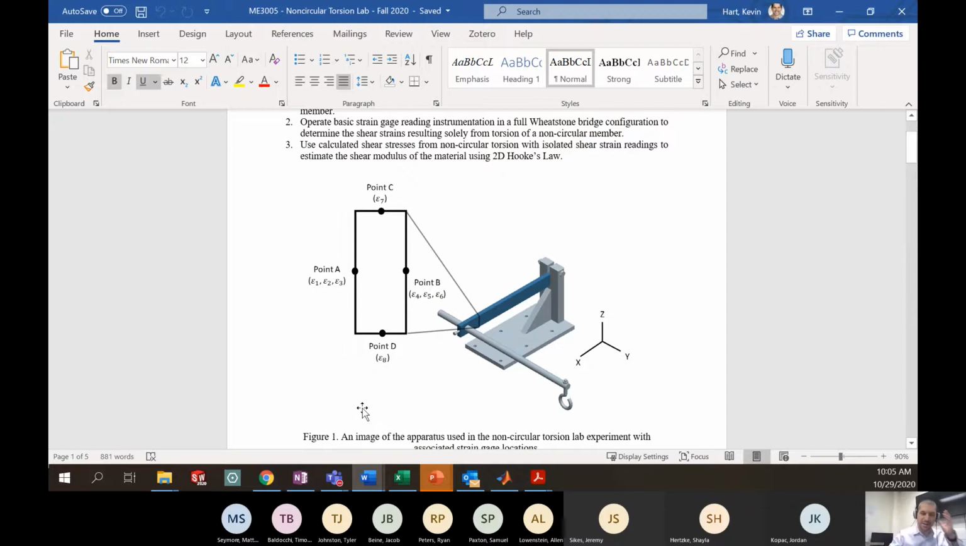You'll use those strain gauge values to calculate what the shear stress is at that particular location, and then compare that experimental value that you get from those strain gauges to values that you might predict from theory. All right, things that we talked about in lecture and that you'll work on in this next homework. Okay, so that's the basic idea.